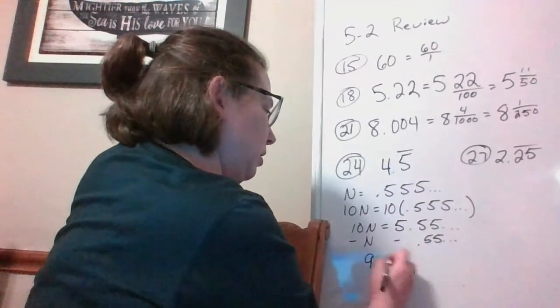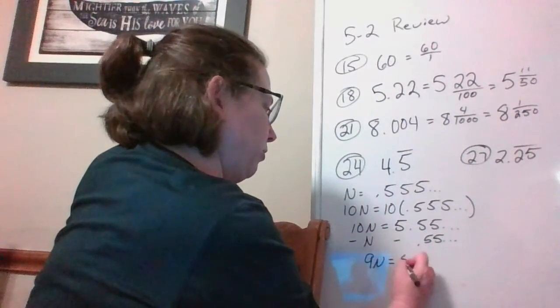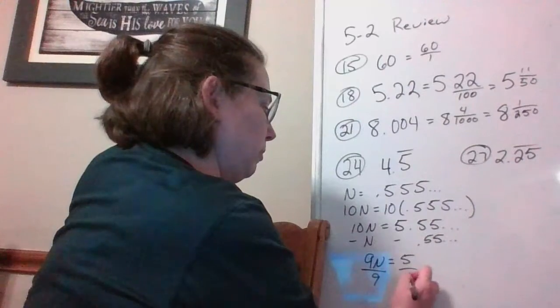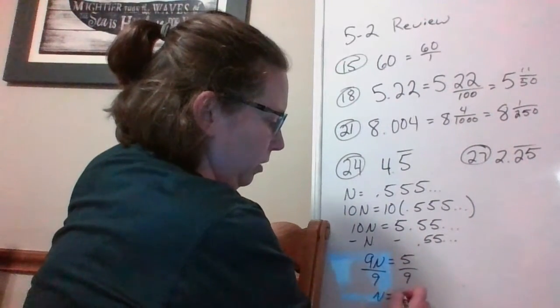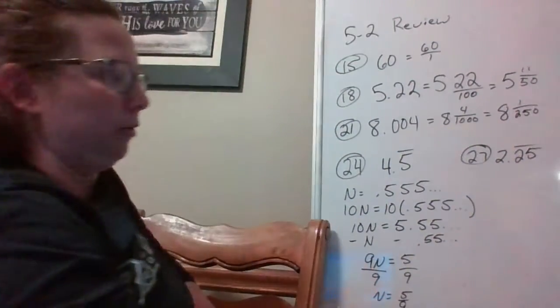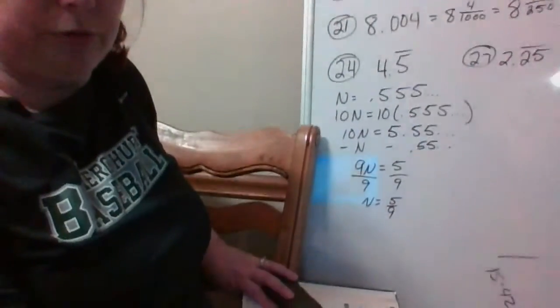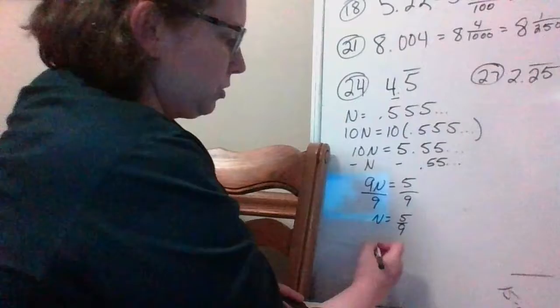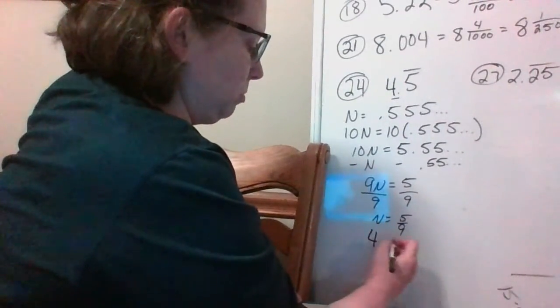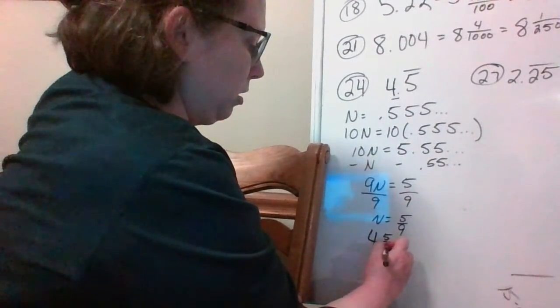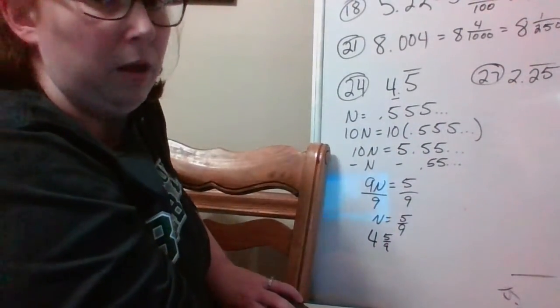and I'm going to get 9n equals 5. I divide by 9, and my fraction here is 5/9. Please don't forget we had a whole number though. So our final answer here would be 4 and 5/9.